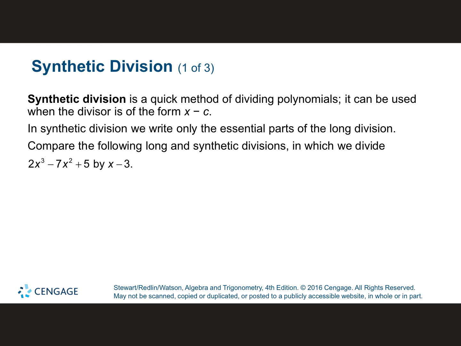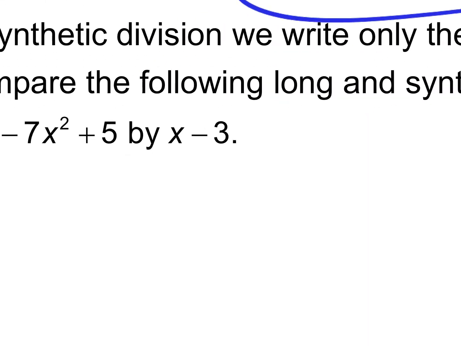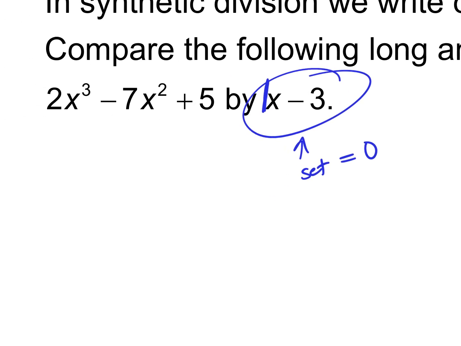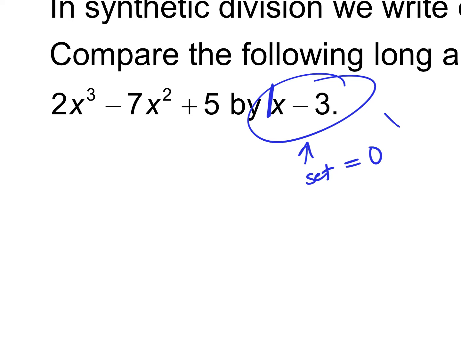Now we're going to talk about synthetic division. Synthetic division is a quick method of dividing polynomials. Do we like quick methods? Yes. We're going to use synthetic division when the coefficient in front of what we're dividing by is 1. And the way that we do this, guys, listen to me. Whatever you're dividing by, you can write this down. You set equal to 0. Then once you get that number, you're going to put it over here in a corner. So if I say x minus 3 equals 0, what does x equal? 3. So I'm going to put 3 over here in the corner.